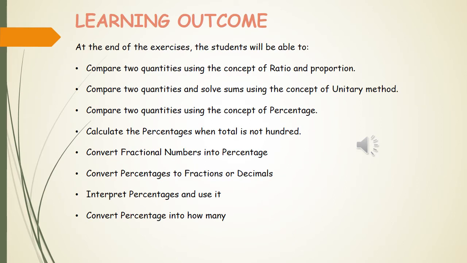The learning outcome of these exercises: at the end of the exercise, the students will be able to compare two quantities using the concept of ratio and proportion. They will be able to compare two quantities and solve sums using the concept of unitary method. They will also be able to compare two quantities using the concept of percentage. The students will learn to calculate the percentages when total is not 100.